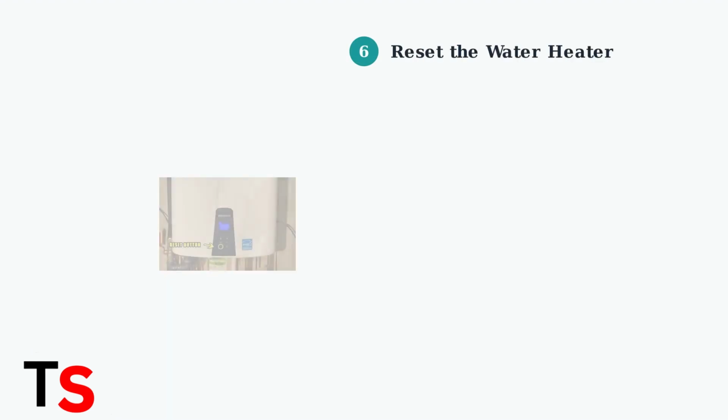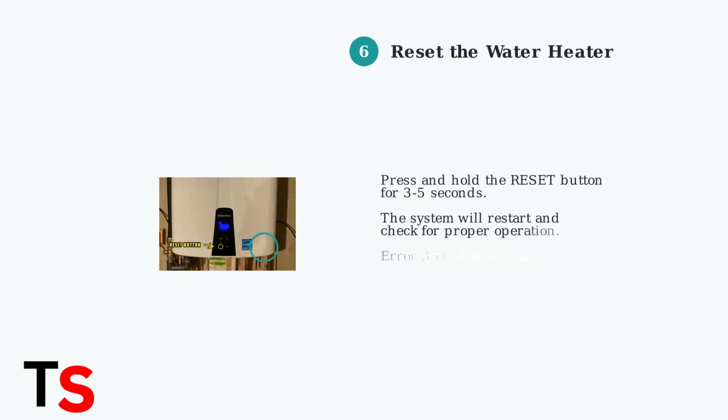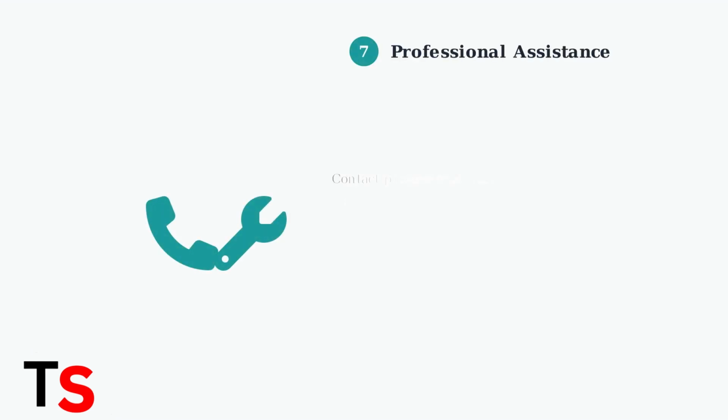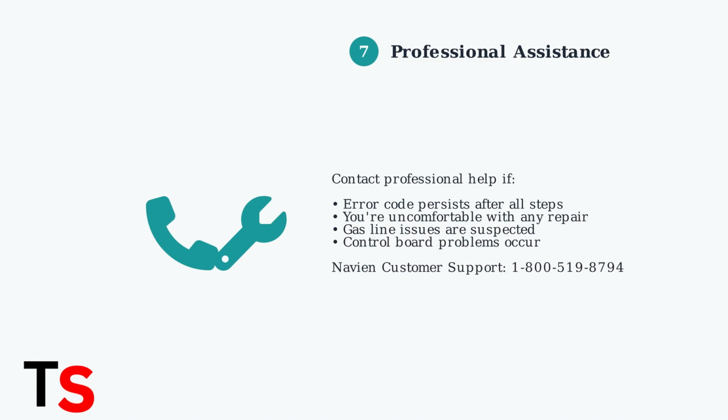Step 6. Reset the water heater using the reset button on the front panel. After addressing the potential issues, press and hold the reset button to clear the error code and restart the system. Step 7. If the error persists after following these steps, contact Navien customer support or a qualified technician. Some issues may require professional diagnosis and repair.